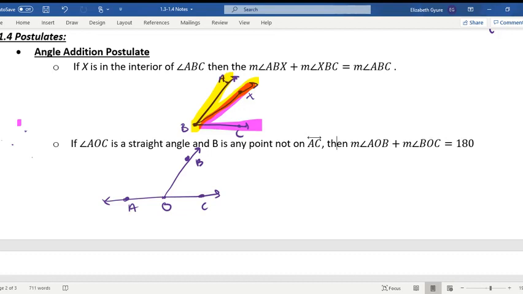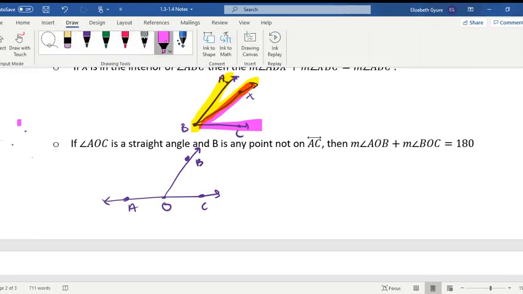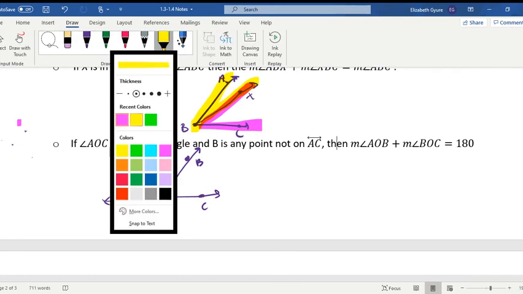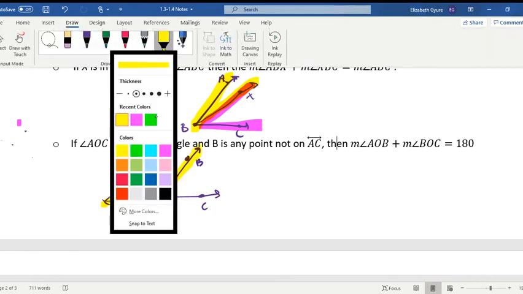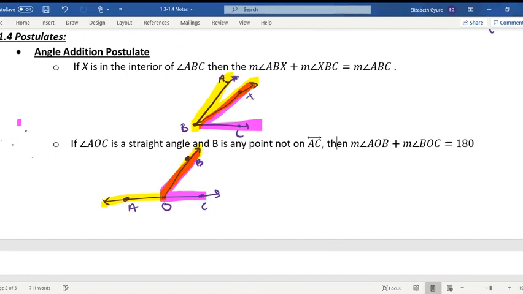And the reason for this is because a straight angle is going to be a 180 degree angle. So if you take your individual parts here, like angle AOB, and add its measure to BOC, you're going to get a total of 180 degrees. And then in our next video, we're going to look at some examples.